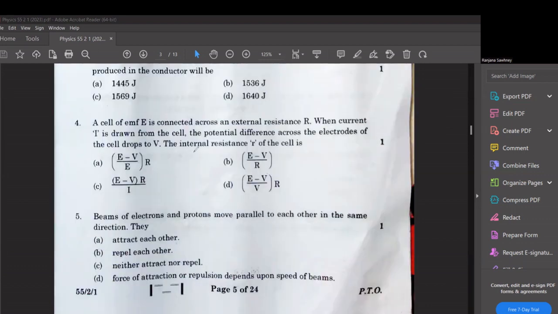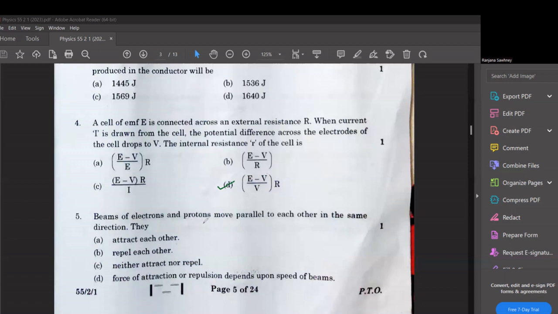Question number 4 is, you have to find out the internal resistance of the cell. Internal resistance of the cell in terms of EMF and terminal potential difference is given by E minus V upon V into R. Hence, the D option is correct.